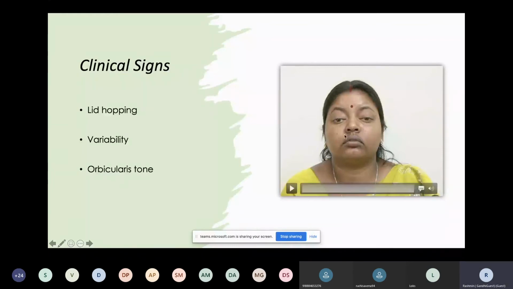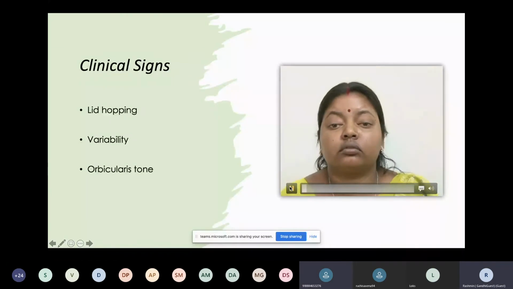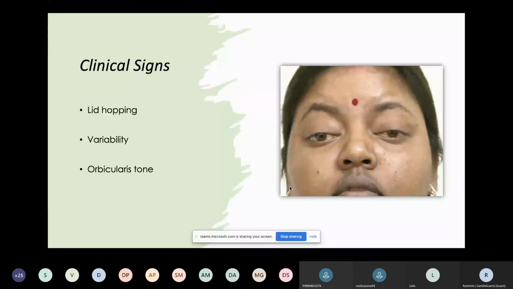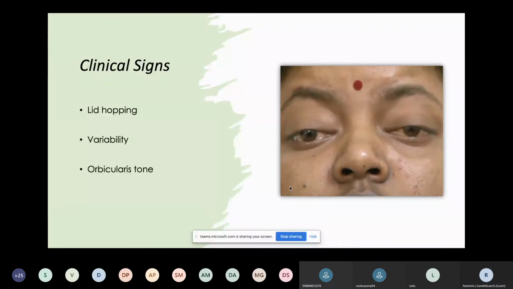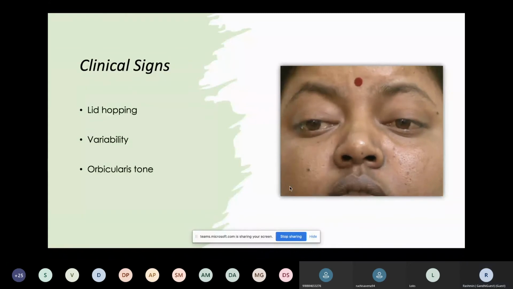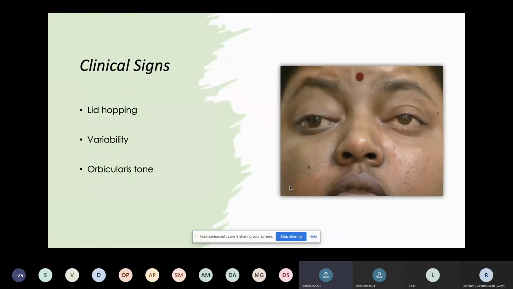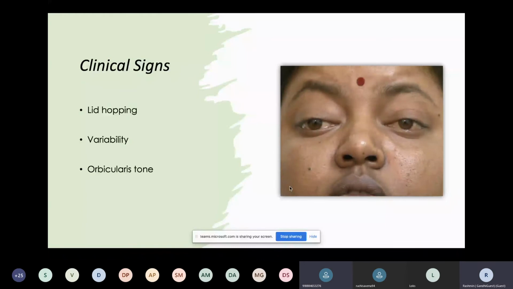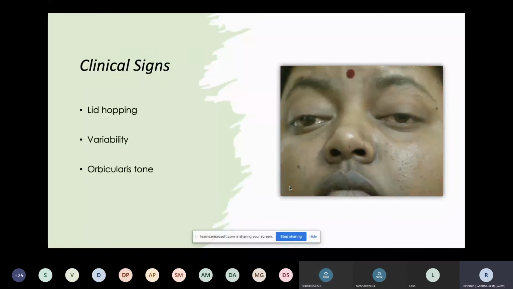Let's look at this video. What is the first impression before we start the video? She has bilateral ptosis. Now see what happens when you examine the ocular motility. So patient trying to look to the right. Up, down. So practically there are no ocular movements which are present.